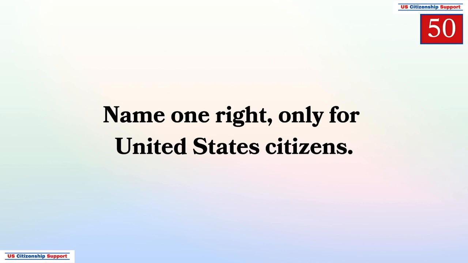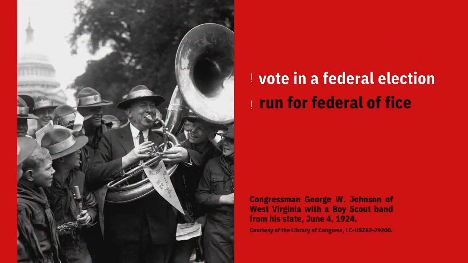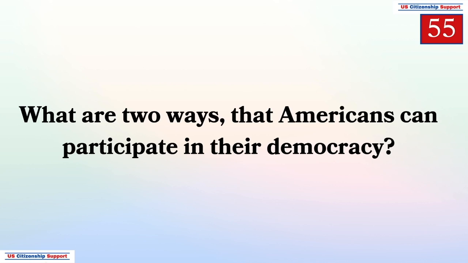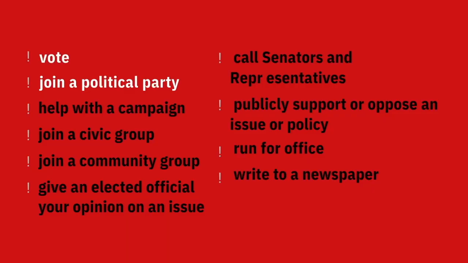Name one right, only for United States citizens. Vote in a federal election. What are 2 ways that Americans can participate in their democracy? Vote. Join a political party.